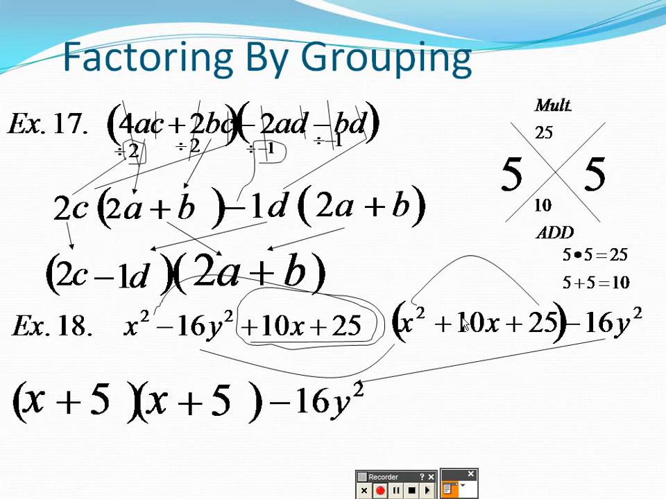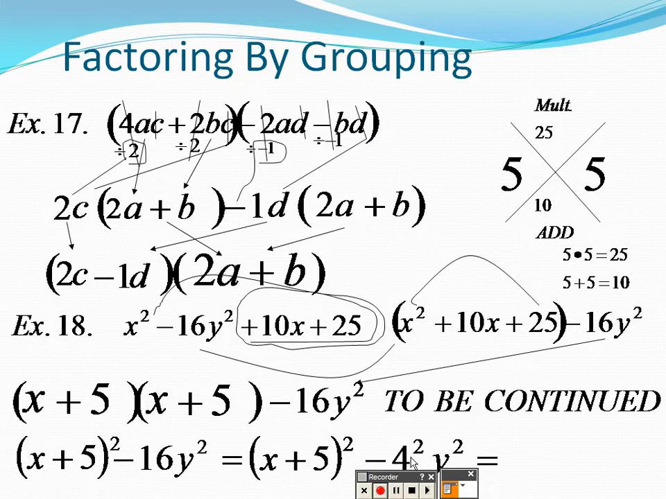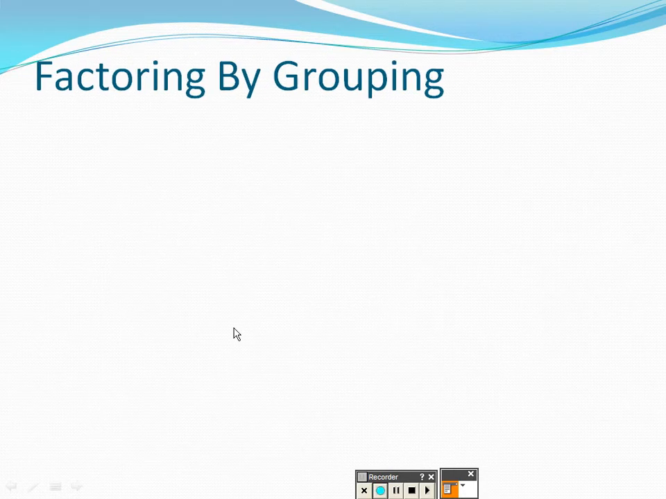Well, you're probably sitting there saying, why, oh why, would you waste your time doing that? Well, very simple. If I have these two right here, I can rewrite this as x plus 5 squared, and I have a negative 16y squared. Now, can you think of why I did this? The reason I did this is because it's a difference of squares. This is squared already, and this is squared, except I need to do something with that 16. I can rewrite that 16 as 4 squared.